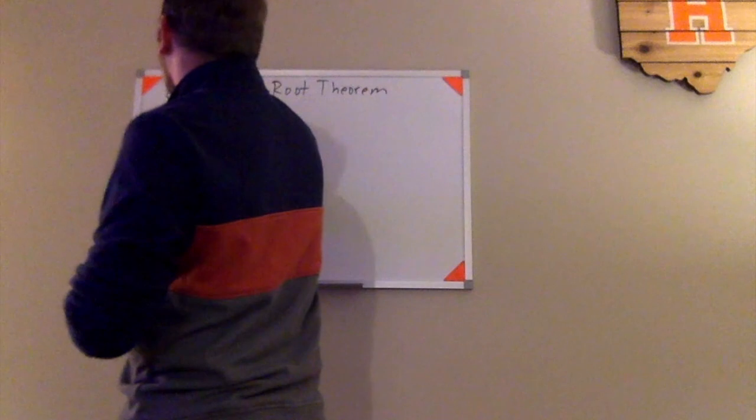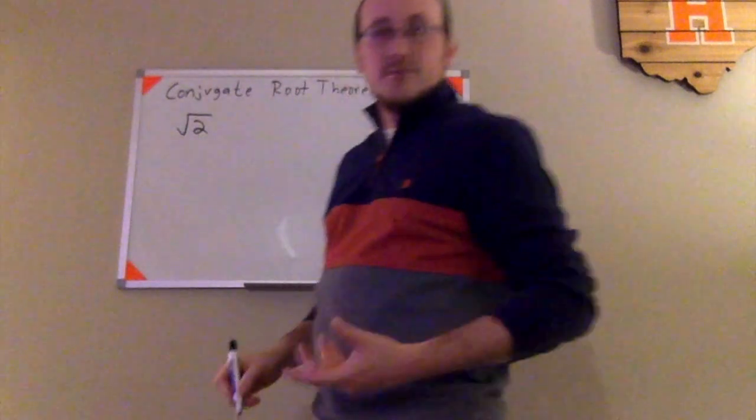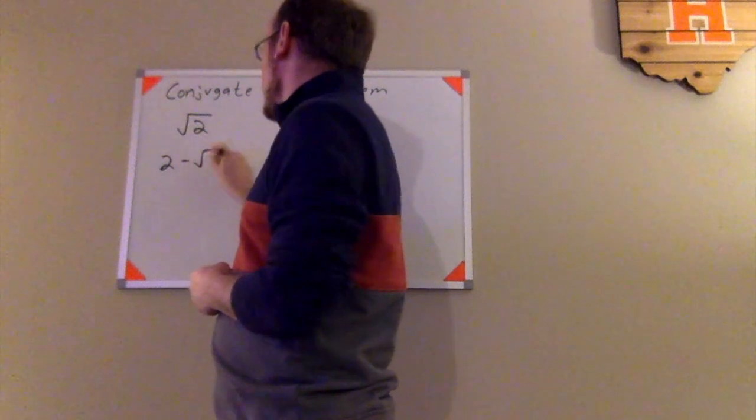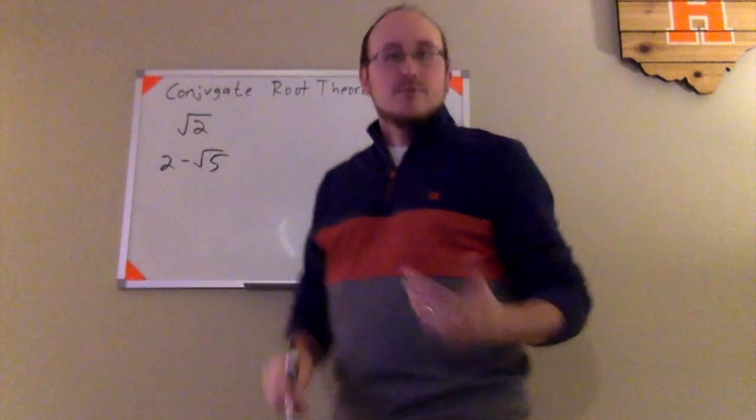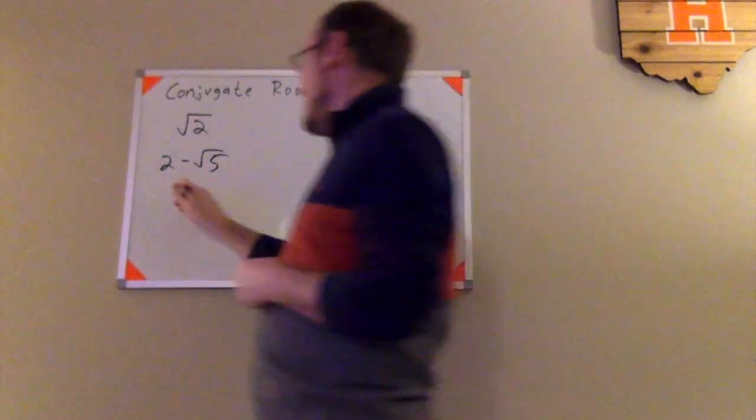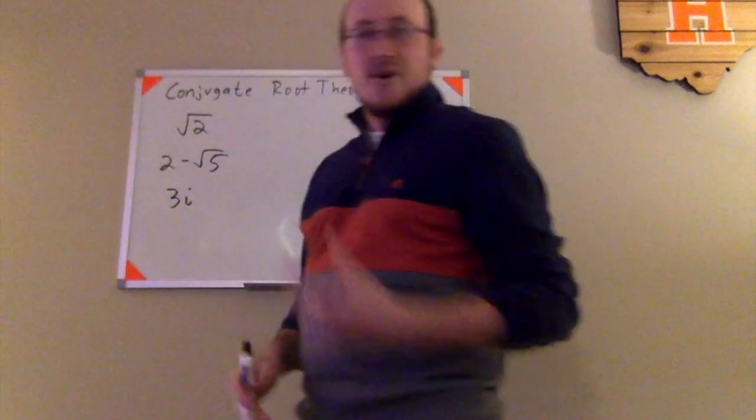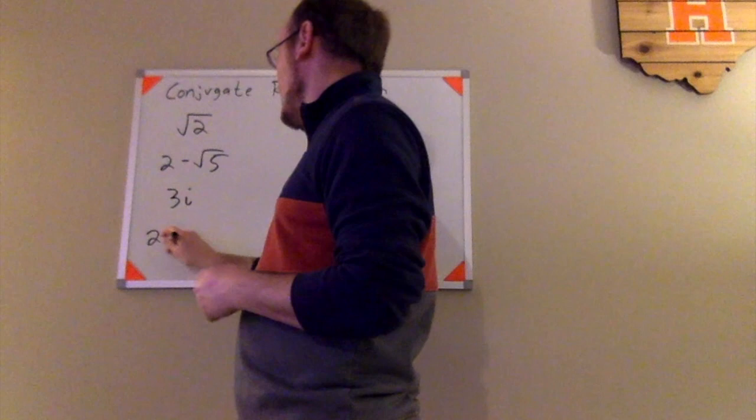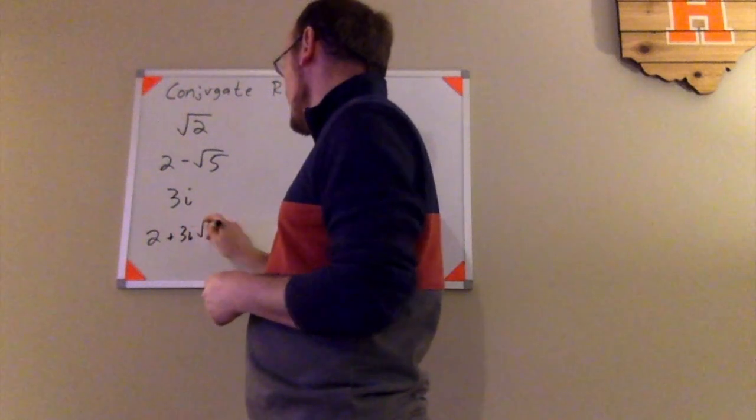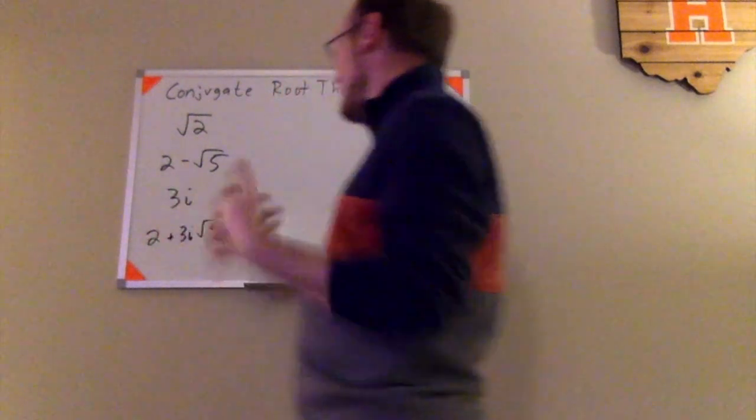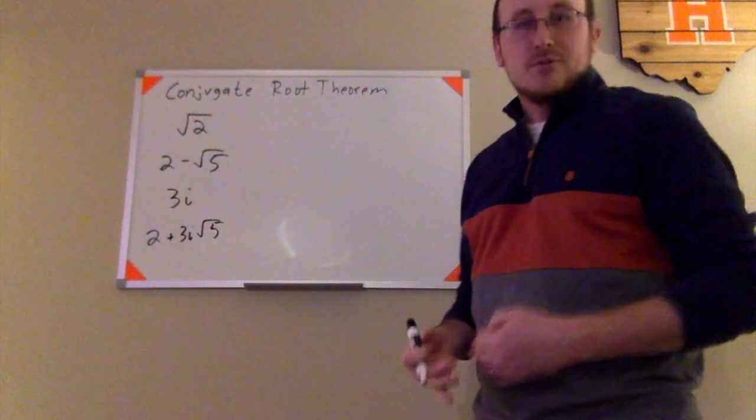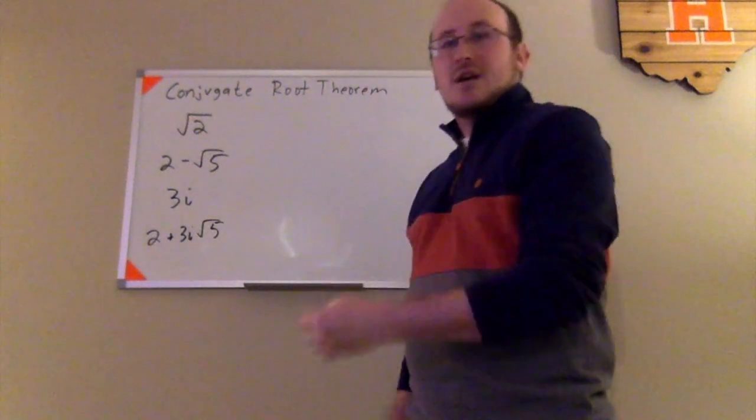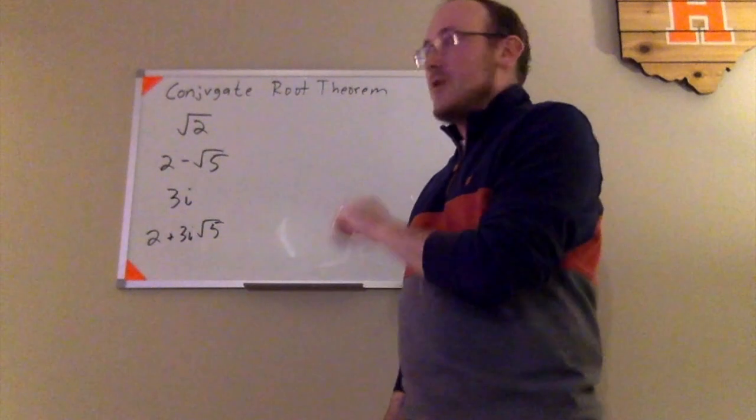equation, like let's say that the square root of 2 was a known root of the equation, or let's say that 2 minus the square root of 5 is a known root of an equation, or maybe 3i is a known root of the equation, or maybe something like 2 plus 3i square root of, I don't know, 5, something like that. Maybe that's a known root of your equation. If that's the case, then the conjugates of these must also be roots.